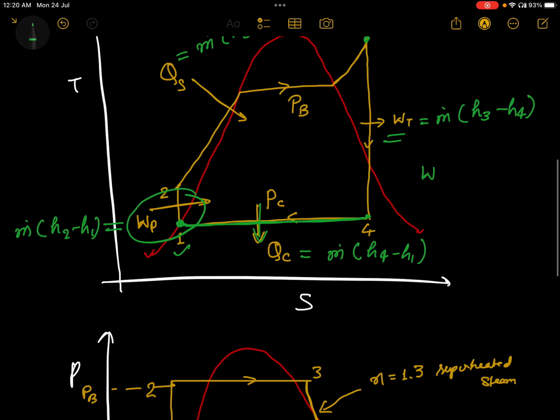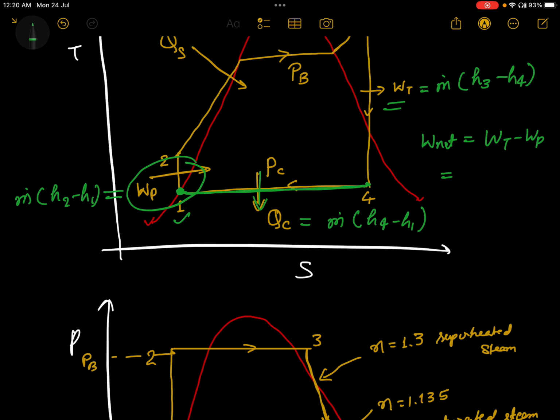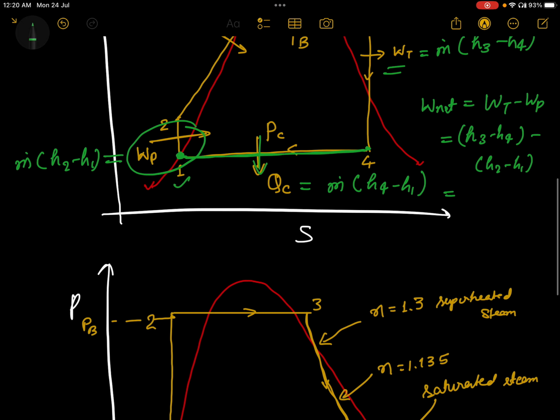So the net work, if we want to get net work, is equal to turbine work minus pump work. If we want to find it per kg mass of steam, then this will be H3 minus H4 minus H2 minus H1. We can also say it is H3 minus H2 minus H4 minus H1, which is equal to H3 minus H2.